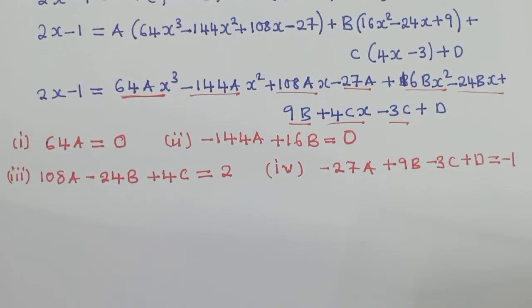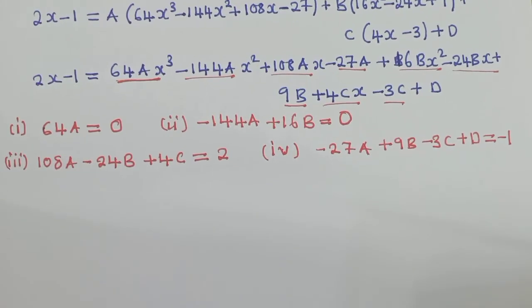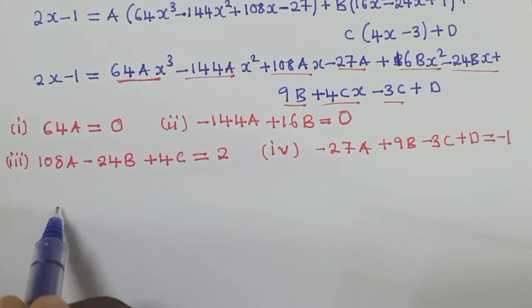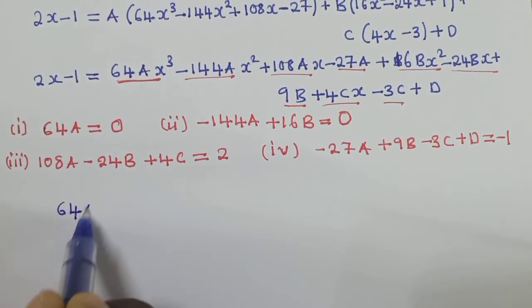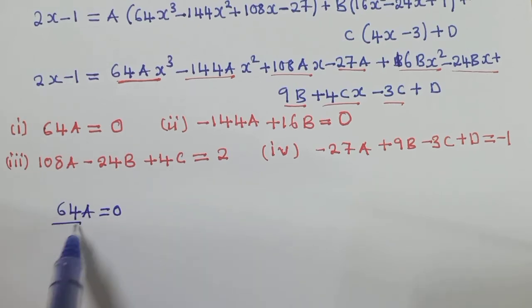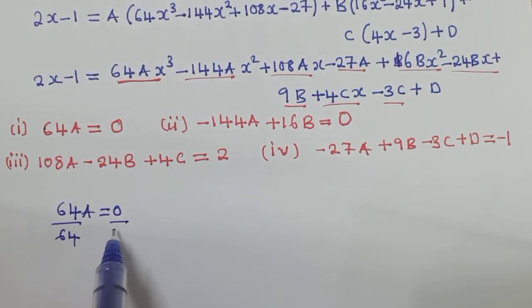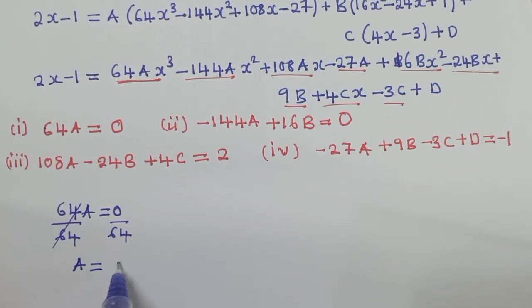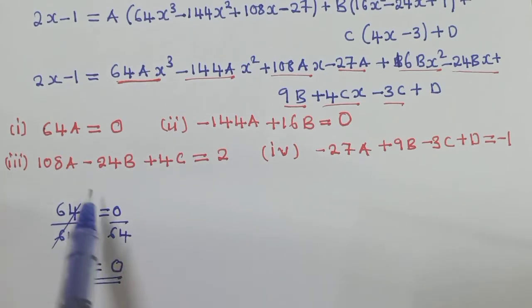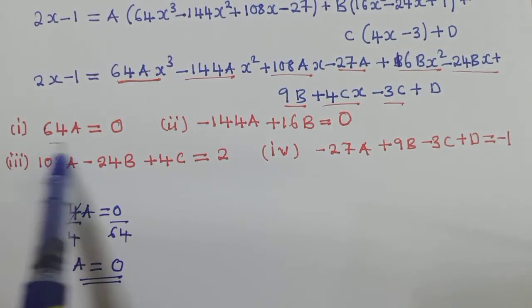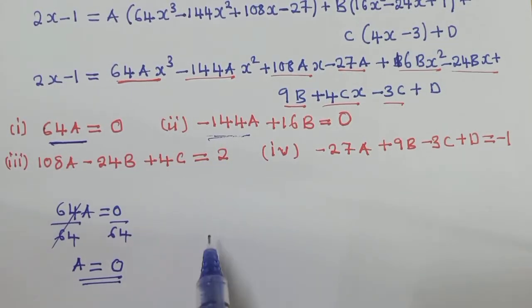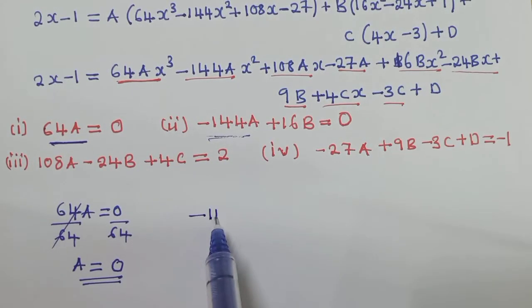So from here, we can now start solving the equations. We find the values. So value of a, we start with the equation 64a equal to 0. We divide by 64, by 64. So our a value will be equal to 0. So we have found the value of a as 0. So it's very important we start with the easier equation like this one. Next, we'll go to this one since we have a.